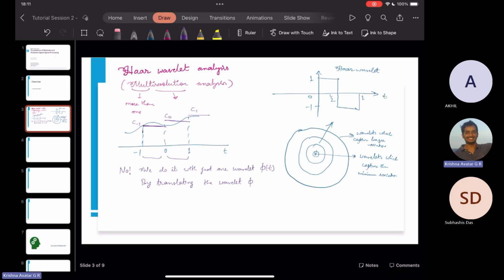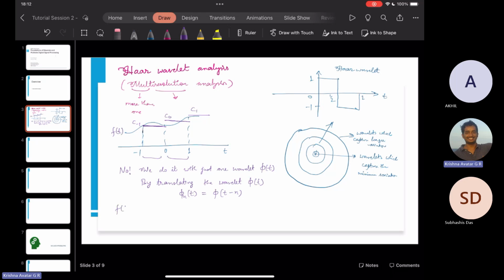Wavelet phi of t, right? We just translate it on either side by integer translations. So essentially, what I aim to say is that all the wavelets can be denoted as phi n of t equal to phi of t minus n. That's it. So if we approximate, say, this signal f of t, right?